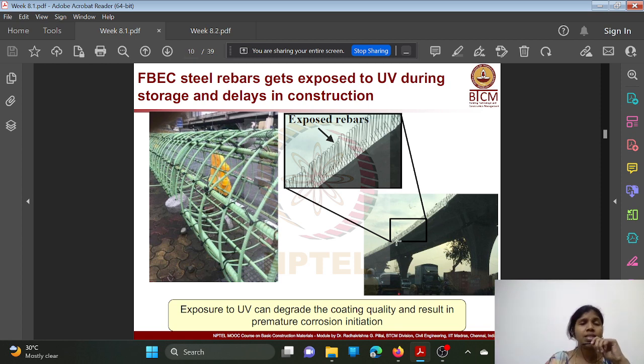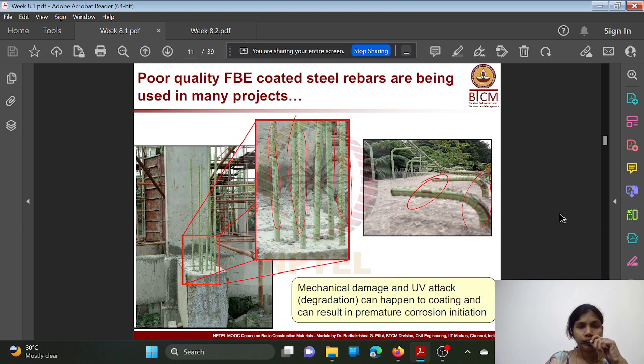But if there is some delay in the construction process and the epoxy coated steel rebars get exposed to the UV radiation, then it will result in premature corrosion initiation. So the purpose will not be served here. The premature corrosion initiation will start if it gets exposed to the UV radiation. And see, mechanical damage and UV attack can happen to the coating and can result in premature corrosion initiation.